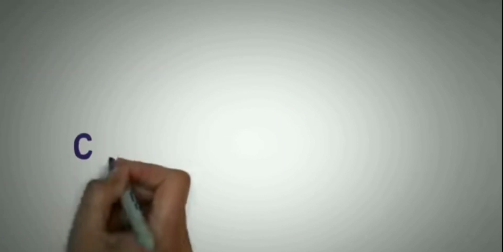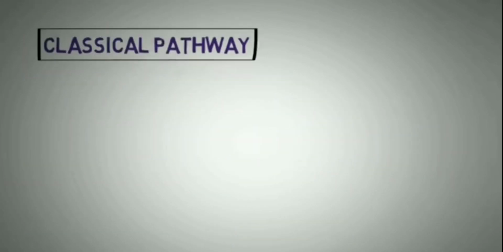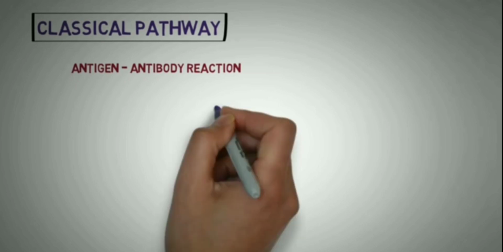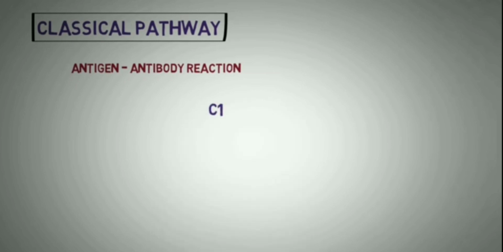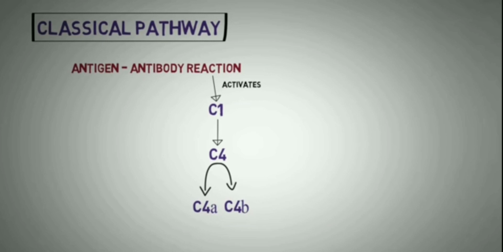Now let's study in a bit of detail about the classical pathway. The main trigger of the classical pathway is the interaction between the antibodies and antigen. This reaction activates the C1 component of the complement system. The C1 component then cleaves the C4 component into a smaller component C4a and a larger component C4b. The C1 combines with C4b and forms C1 4b.